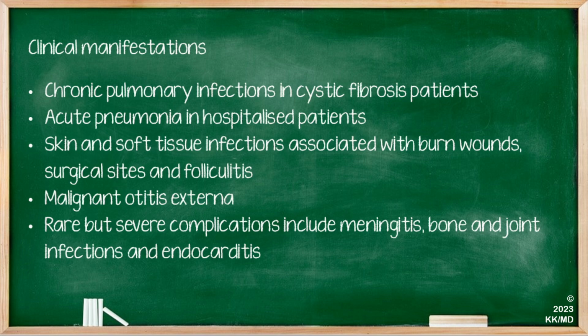The clinical manifestation depends on which organ system it has affected. Very commonly, it can affect the pulmonary system, such as in patients with bronchiectasis or cystic fibrosis, and it could present as a case of acute pneumonia in hospitalized patients. If it has infected the skin and soft tissue, it is associated with burn wounds as well as surgical site infections and folliculitis. It could cause malignant otitis externa as well as meningitis and infections of the bone and joint, and in rare but severe complications, diseases such as endocarditis and osteomyelitis.